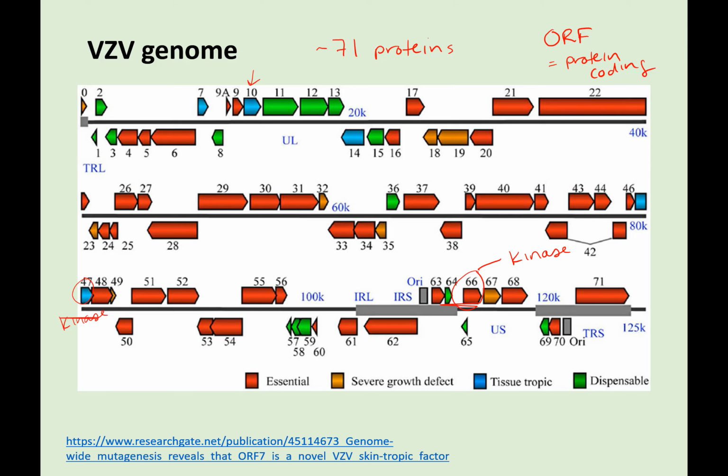And so you can see that they've characterized some of these proteins, whether they're dispensable, meaning that the virus can still replicate without them. They help in tissue tropism, so the specific cell types that the virus can infect. Mutating the ones in orange produce a severe growth defect, and the red ones are the essential. So lots of proteins encoded by this virus.